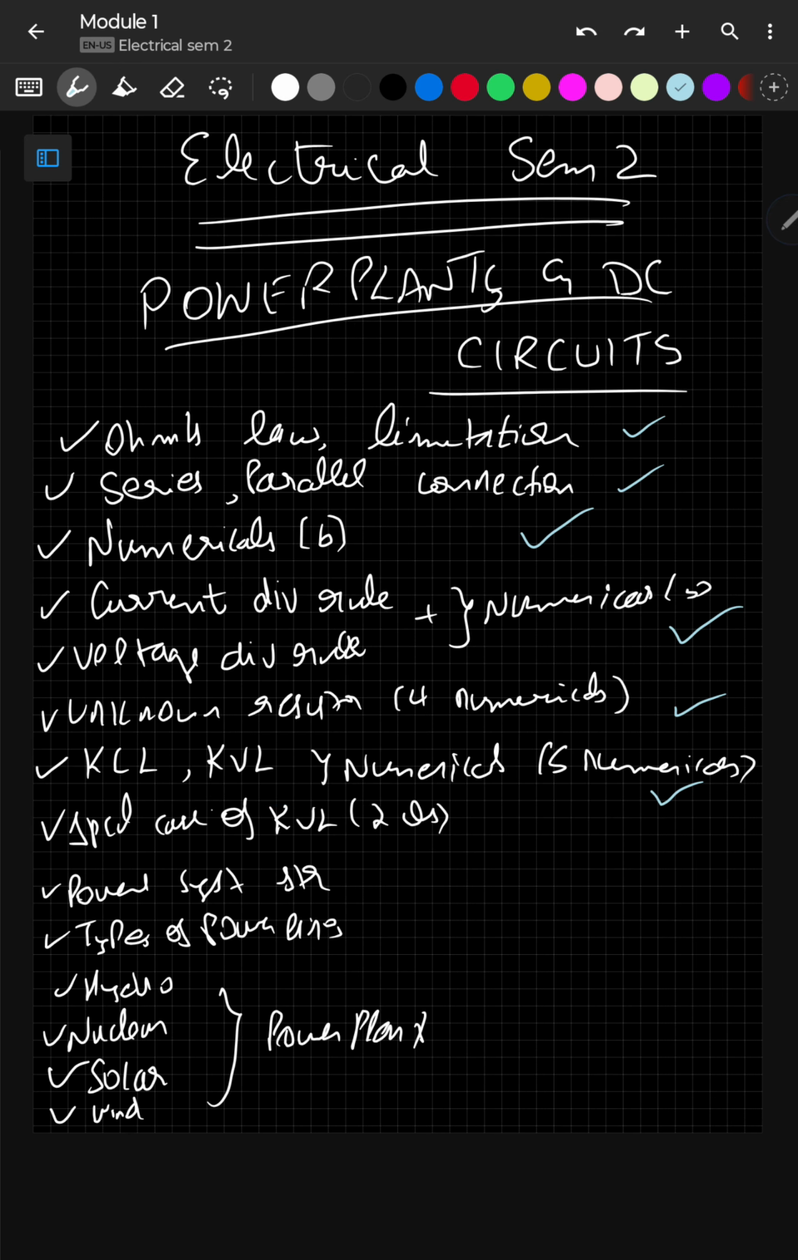And in the next part, I'll be covering the remaining topics: power system, types of power lines, and power plants. Based on its length, I'll be dividing that also into parts. So let's finish this much today. We'll be covering almost half of the chapter if we complete this much.